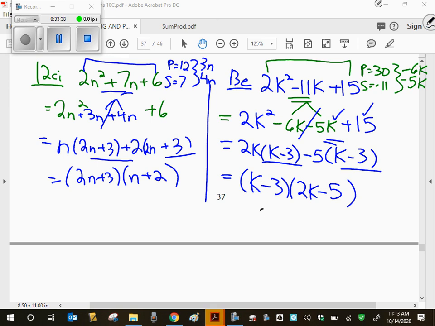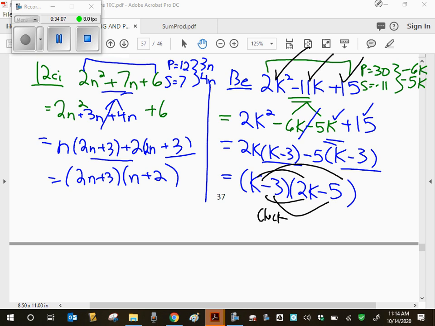I'm going to check this. I should always check my answers, you guys. 2k squared, yup. Negative 5 subtract 6 is negative 11, yup. And negative 3 times negative 5 is plus 15, yeah. When you get these right, you've mastered factoring. This is the longest question I can give you, the most complex question I can give you. Be proud of yourself when you get this one right.